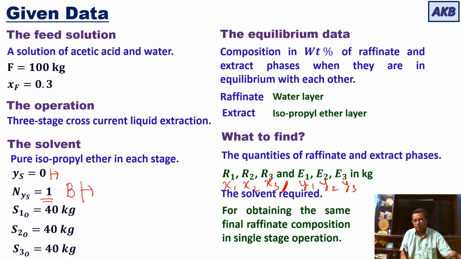So there are two parts. In the first part, we will find out the quantities of raffinate and extract phases out of all the stages, and then we will also find out the compositions of those phases. And in the second part, we will find out the amount of solvent that is required if the operation is carried out in a single stage to obtain the same final raffinate composition as is obtained in the 3-stage cross current operation. Okay, so I hope this is clear to you. If you have any doubt, you can mention that in the comment section. Let us move ahead.